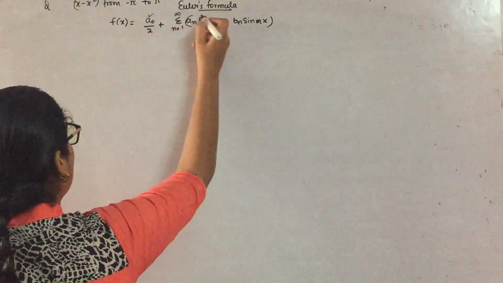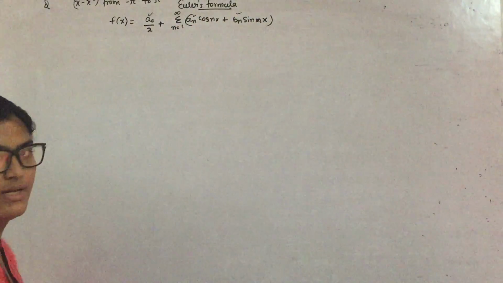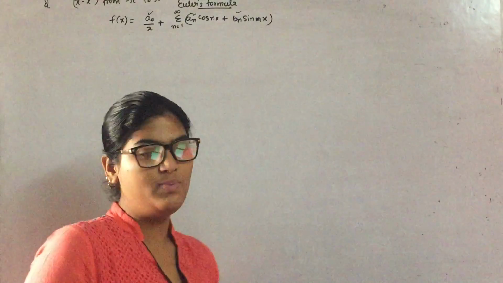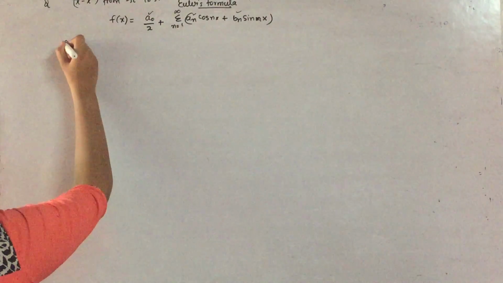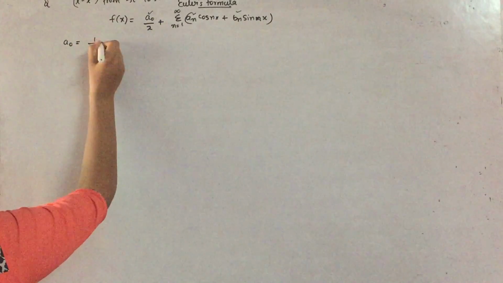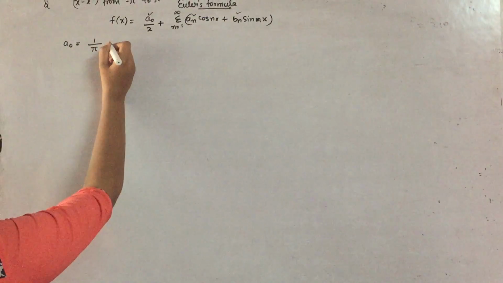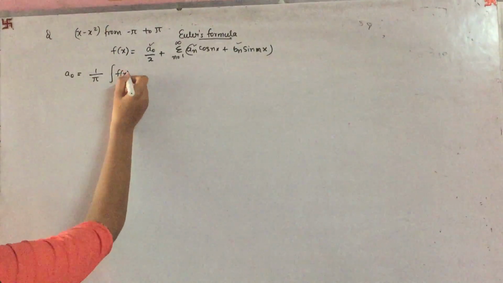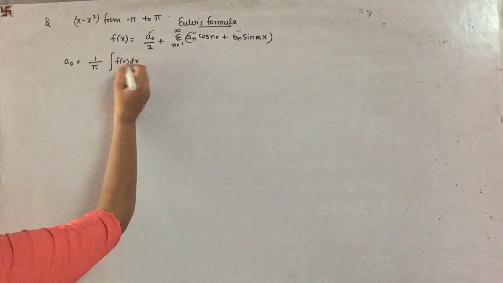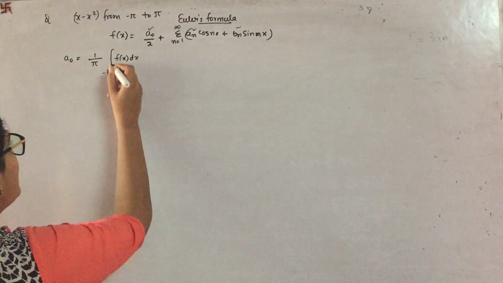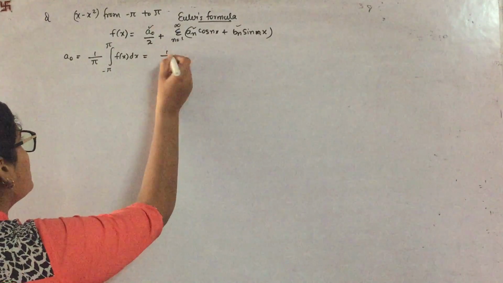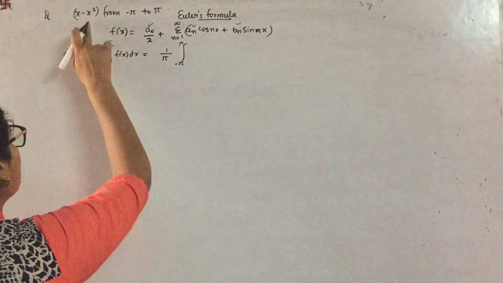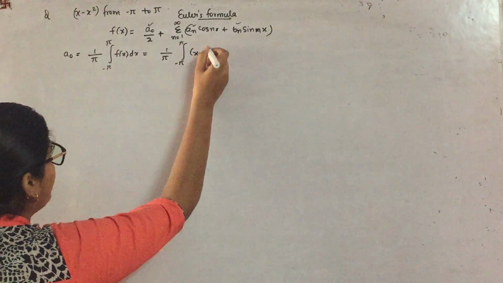Now, one by one, you have to find out these arbitrary constants, these Euler formula constants: a naught, an, and bn. So how can you evaluate them? For a naught, this is also under the concept of Euler's formula: 1 by pi integral of f(x) dx, where the limit is up to your interval, like here, minus pi to pi. So 1 by pi, integral from minus pi to pi, your f(x), your function, is x minus x squared dx.